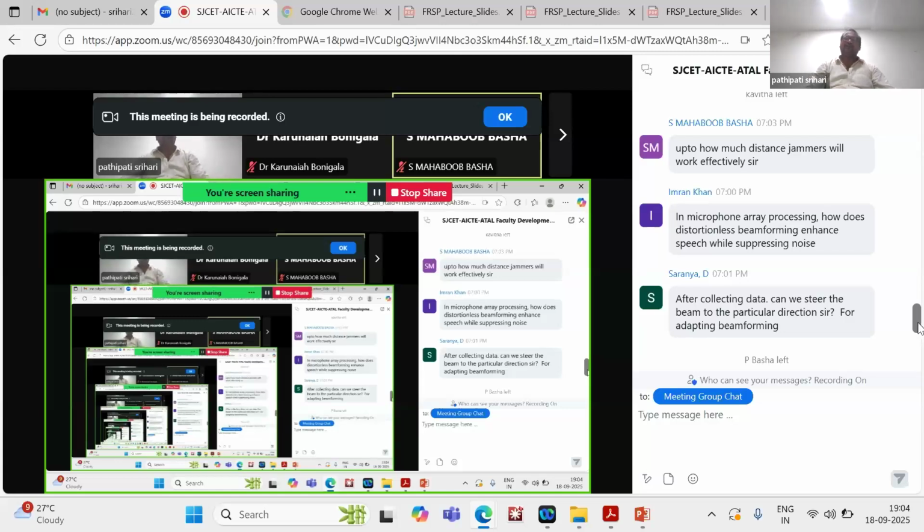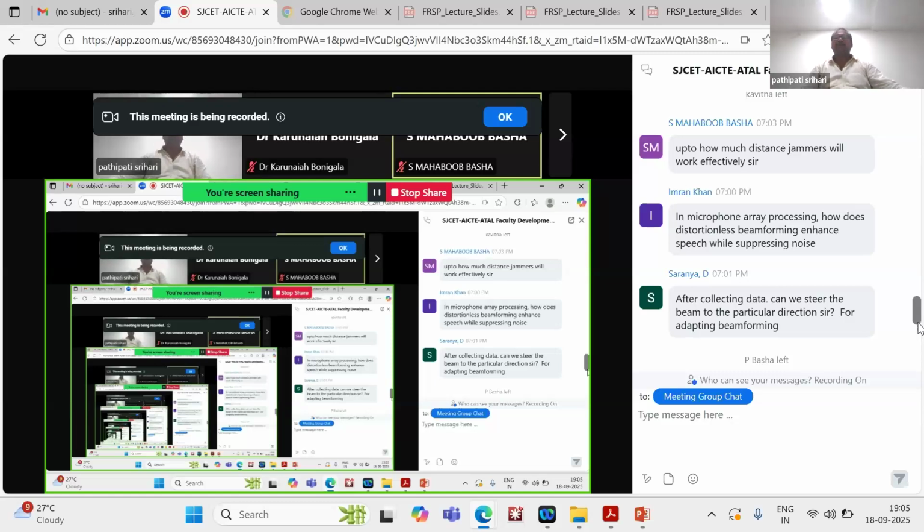Electronic support measures, electronic warfare is a very big subject. How much distance jammers will work effectively? That is a $1 million question. Practically, I cannot tell any information about it because I do not know. Whatever I know is that theoretically you can model and see how much distance effectively you can reach, based on the radar range equation, the jammer range equation. It is always inversely related to R squared rather than R to the power of 4 because of one-way travel.